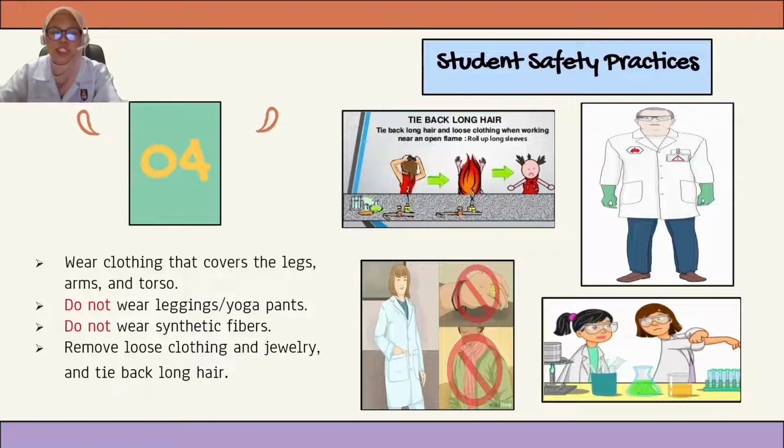And make sure you remove your loose clothing and jewelry and tie back your long hair. If you have long hair, you need to tie your hair back neatly and roll up your long sleeves, so it will not get in fire or acid while doing the experiment. And it's best not to wear any jewelry while in the lab because chemicals can become trapped under the jewelry and cause injuries to the skin, and jewelry can also conduct electricity, so it's quite dangerous.